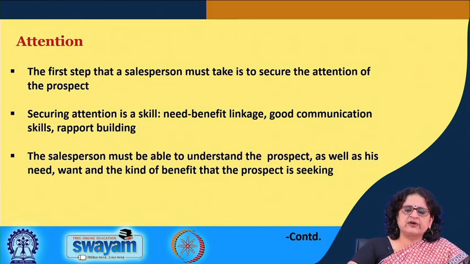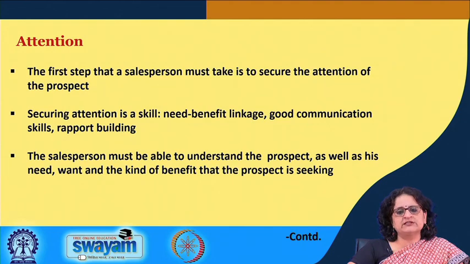So let us discuss these 5 stages one by one. The first stage is the stage of attention. Now here the salesperson must ensure that he is able to secure the attention of the prospect. Securing the attention of a prospect is again a skill. It is a very, very essential part of the selling process, and how a salesperson would be able to secure attention would depend upon several things.